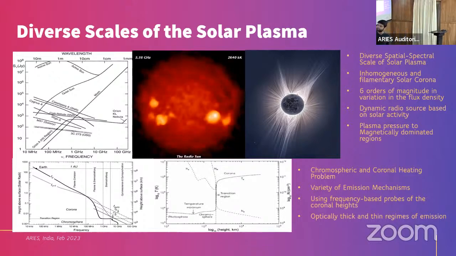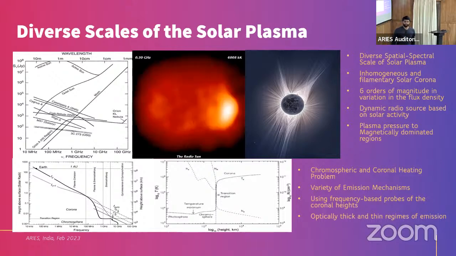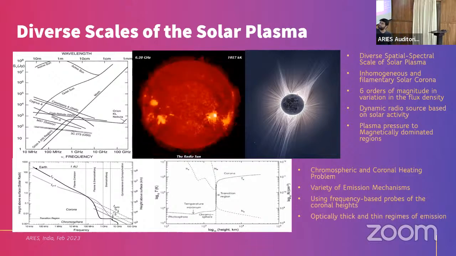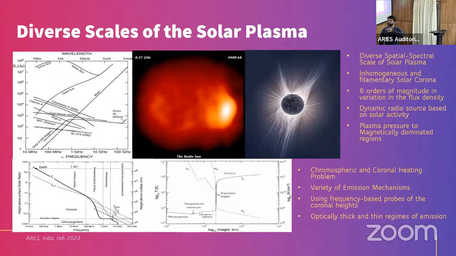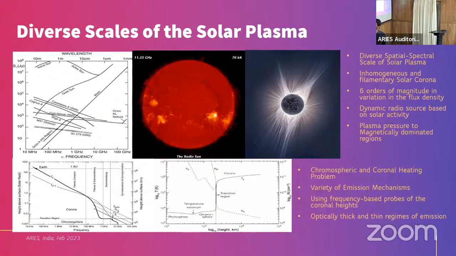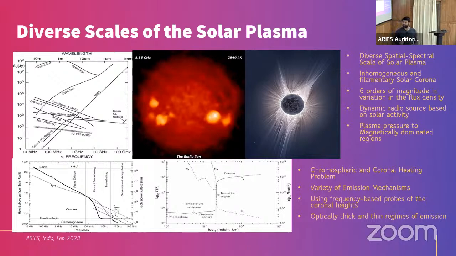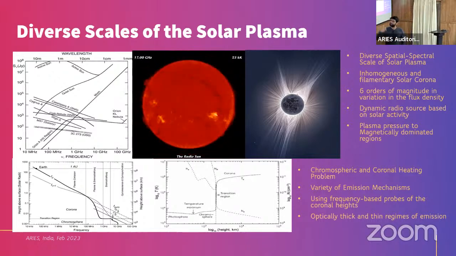One should take these two pictures together when we talk about the frequency. This image shows it quite nicely. The low frequency comes from higher coronal heights, while high frequency comes from lower coronal heights. At high frequency, you recover these photospheric structures. But at low frequency, it's quite diffuse. The radiation is also quite diffuse. So this is the property.